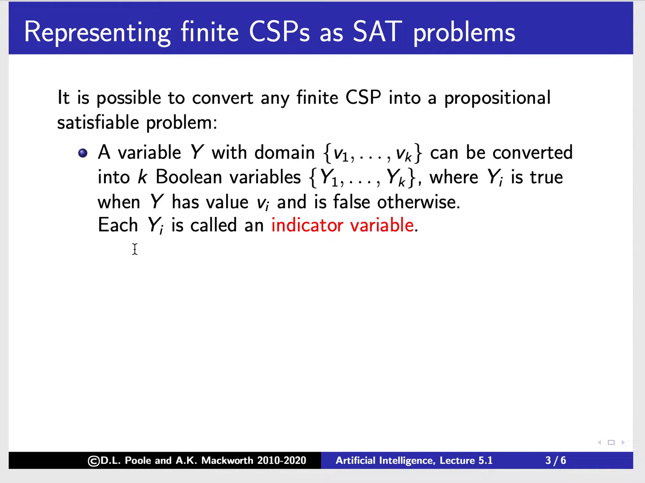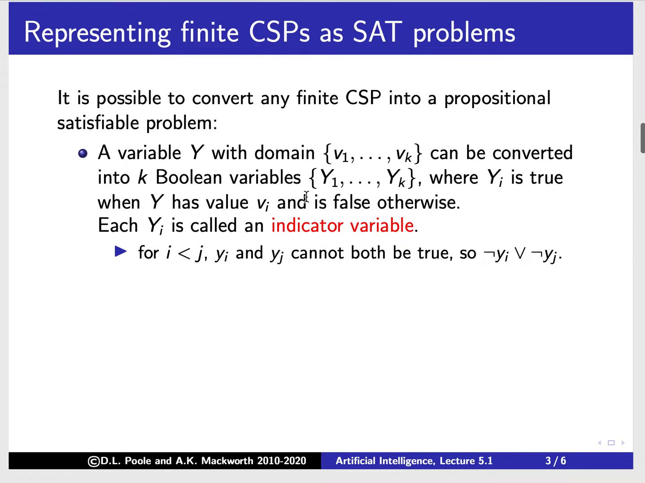All right. It turns out it's possible to convert any finite constraint satisfaction problem into a propositional satisfiability problem. A variable Y with domain v1 to vk, we're going to convert into k Boolean variables. We'll call them y1 to yk, where yi is true when Y has value vi and is false otherwise. So y1 is the variable that means Y has value v1, and yk is true when Y has the value vk. Each of these is called an indicator variable. It's either true or false depending on what the value of the variable is.